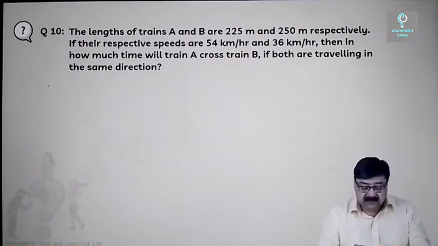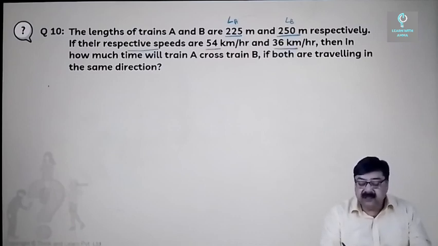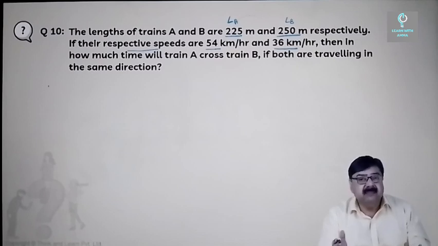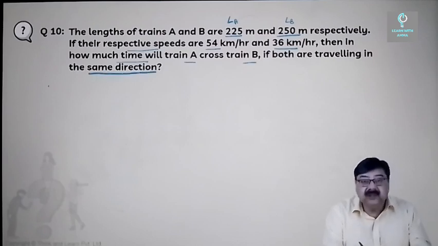Now look at the next question. Lengths of the trains A and B are 225 and 250 meters respectively. So L1, let's say length of train A and length of train B. If their respective speeds are 54 and 36, see the values happen to be the same, but kindly read ahead. Then in how much time will train A cross train B if both are traveling in the same direction?